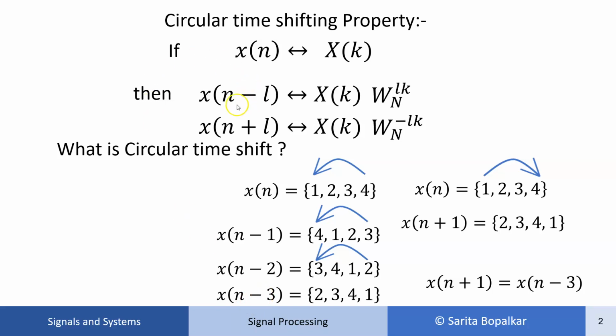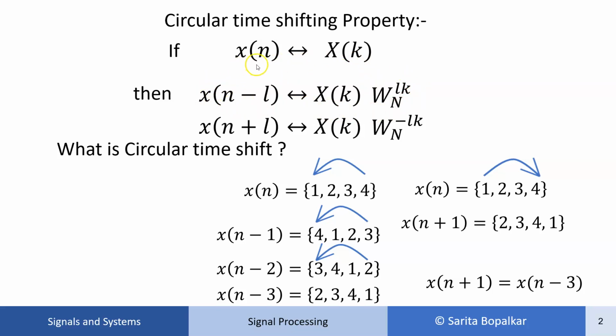So it will be easy for us to remember only one format, that of the delay: x of n minus L has the effect on the DFT that X of k gets multiplied with W_N^(Lk). To avoid confusion, we can just remember this first relation.